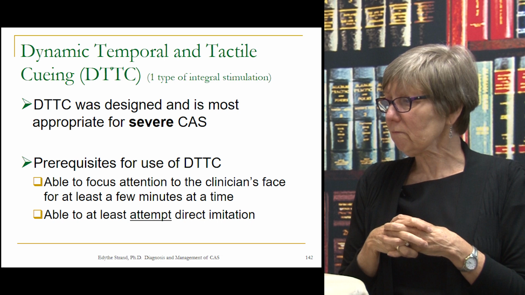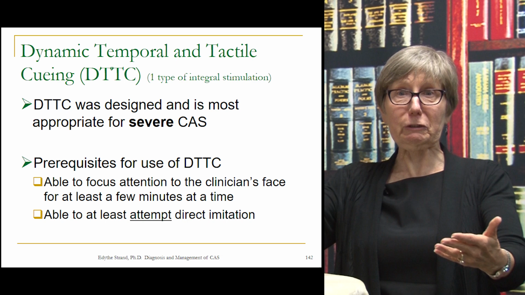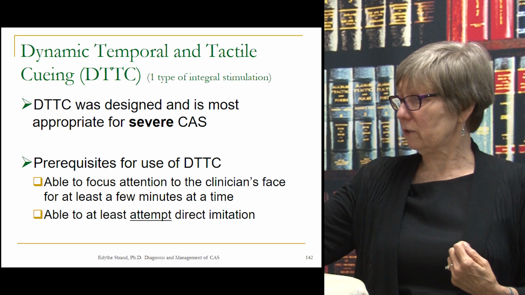In order to use DTTC, the children also have to be able to at least attempt direct imitation. They don't have to be able to do it correctly, but they have to watch me and try. Because then I can work to shape their movement by first providing maximum cues and then fading those cues.